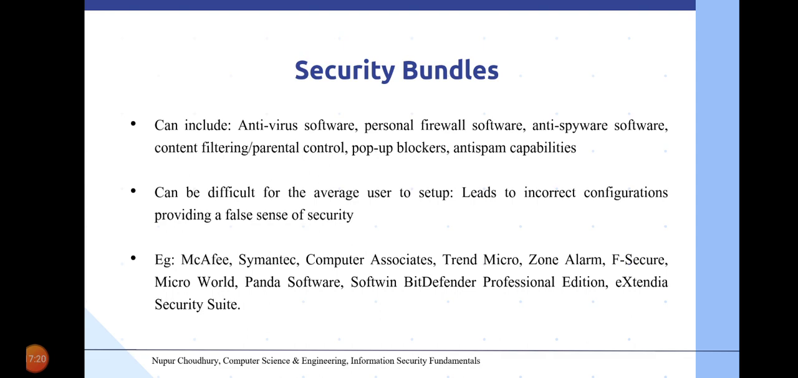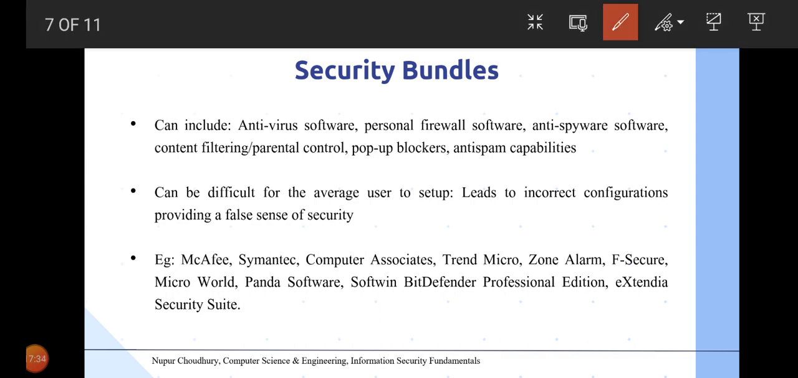Next we will talk about security bundles. Basically these are bundles which are associated with various different types of security software. It can include antivirus software, personal firewall software, anti-spyware software, content filtering, parental control, pop-up blockers, anti-spam capabilities. So it is basically a combination type of security which is known as security bundles, and these bundles are capable of taking care of not only one type of malware but multiple different types of malware.